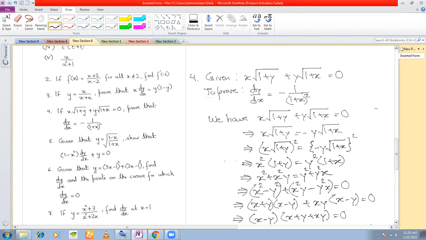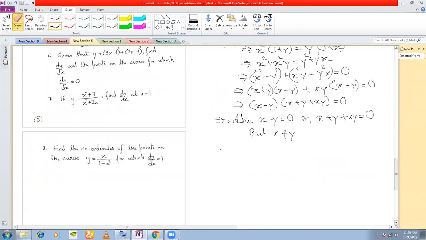Because if I have x equal to y, then what will happen? If x is equal to y, then we'll have x root 1 plus x plus x root 1 plus x is equal to 0. That means we'll get 2x root 1 plus x is equal to 0. That means either x is equal to 0 or x is equal to minus 1, right? And who said x is equal to minus 1, or who said x is equal to 0? There is no specified value of x. So why should you take x is equal to 0 or x is equal to minus 1? Therefore, x is not equal to y.